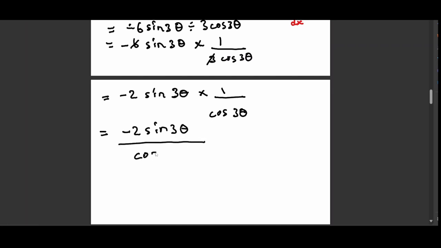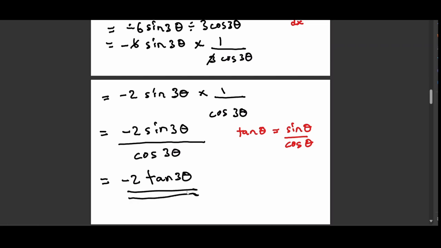From our knowledge of trigonometry, we know that tan theta is equal to sine theta over cos theta. This knowledge tells us that our final answer is minus 2 tan 3 theta. So this is how we calculate through parametric equations. This is how we derive parametric equations. This is how we operate parametric differentiation.